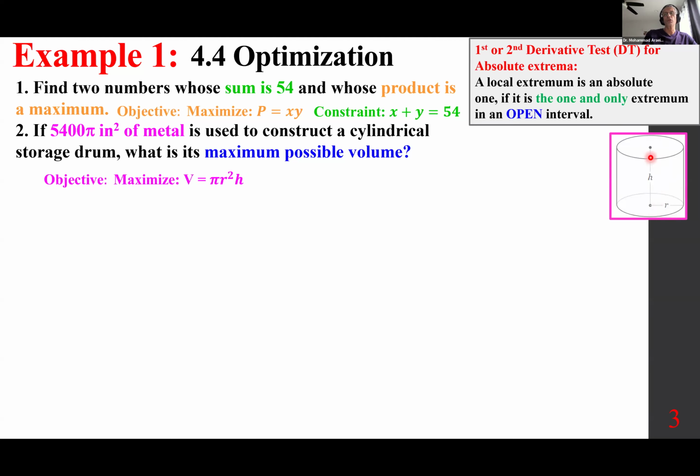And the surrounding, if you cut this open, the circumference becomes the width. And of course, the height remains unchanged, h times that. So 2 pi r h becomes the rest of the area. So we write it's subject to constraint S, standing for surface area, 2 pi r squared plus 2 pi r h, which is supposed to be 5400 pi.